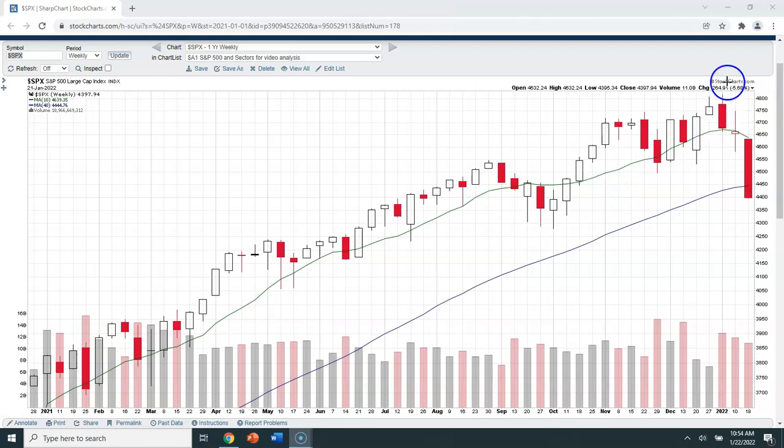But to start off with, let's talk about the performance. The S&P 500 was down 5.68% this week, and we closed at 4397.94. And that's this candle here. Each candlestick on this chart does represent 1 week of trading.